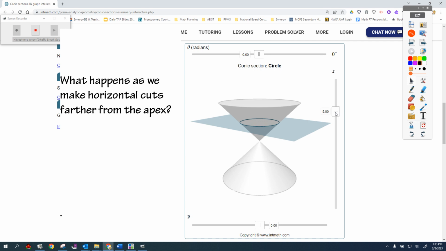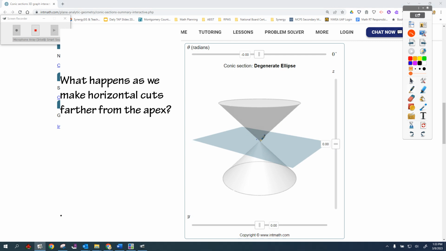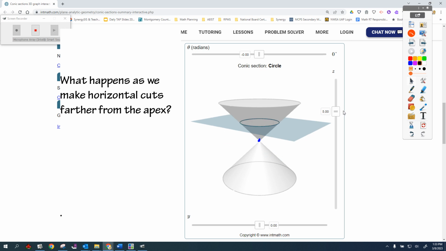And as you can see, if it's at the apex, I just get a point. So it's really just this one point where they intersect right here. So I can get a single point if I have a horizontal cross-section, or as I move away from the apex, notice how I get circles that are formed around those cones. Okay, so that's one type of conic. One type of conic is actually a circle.